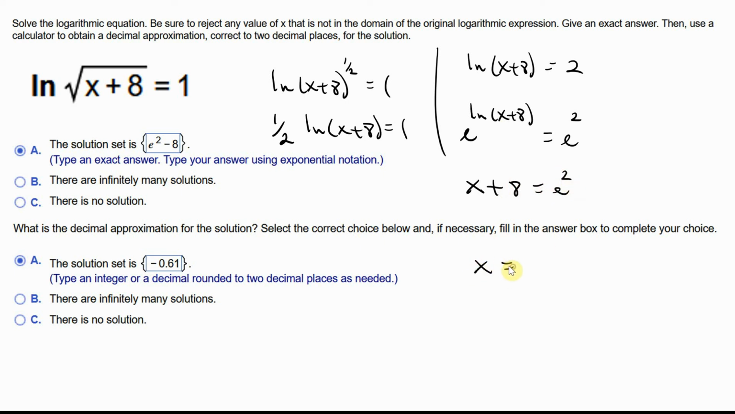So we get x is equal to negative 8 plus e to the second, right? Or you can write it like that. Either way is fine. And then on your calculator, you calculate that. That's what you get.